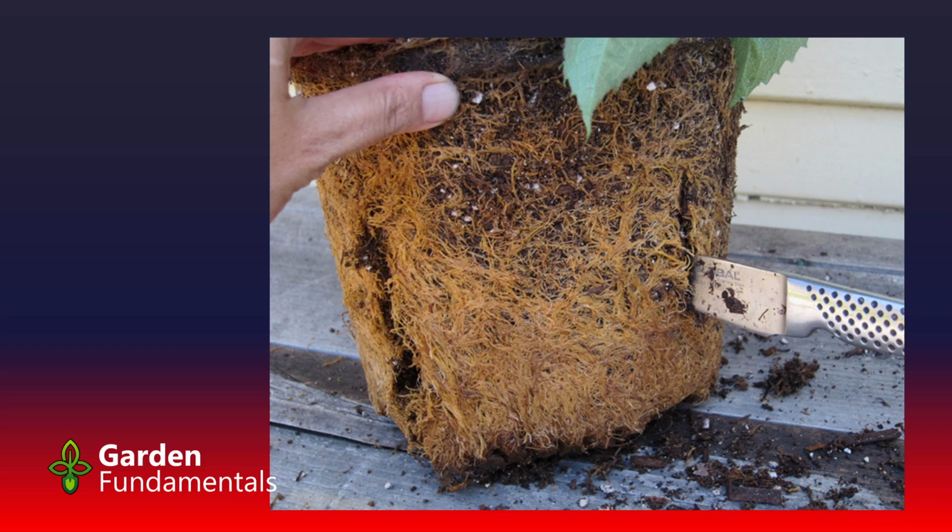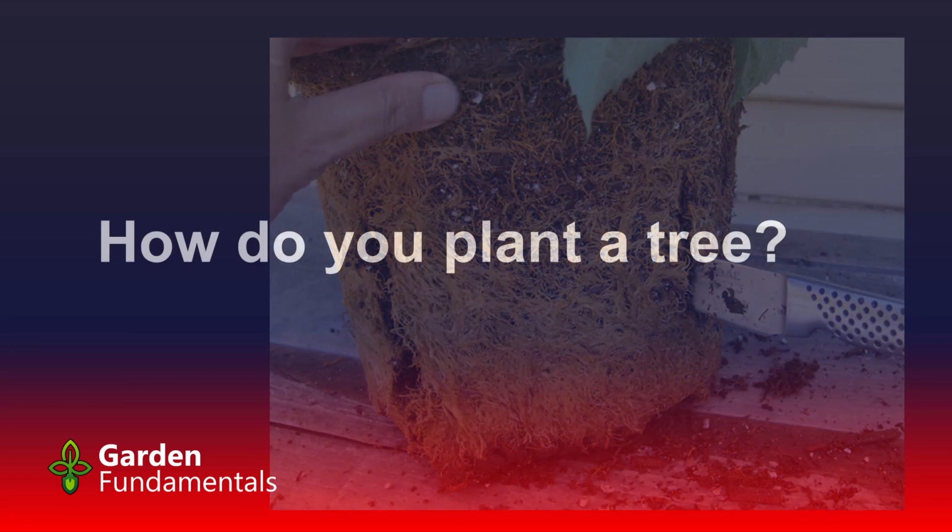When you take the pot off, if it looks like this, you want to cut the roots. The easiest way to do this is to just make 4 vertical slices. What you're doing here is you're just slicing the outer ½ inch of roots. You want to cut a lot of those roots so that new side branches grow and it starts growing into the new soil. So how do you plant a tree?